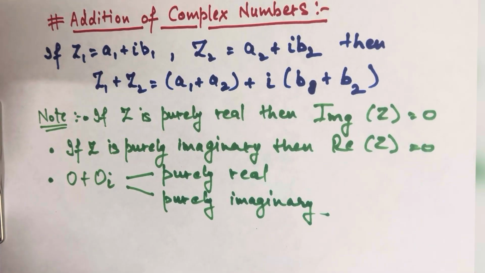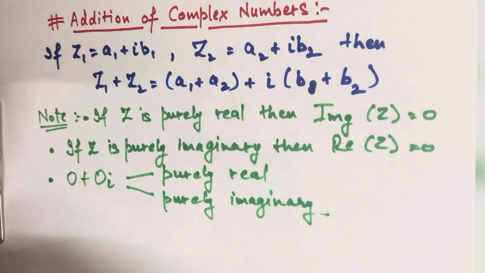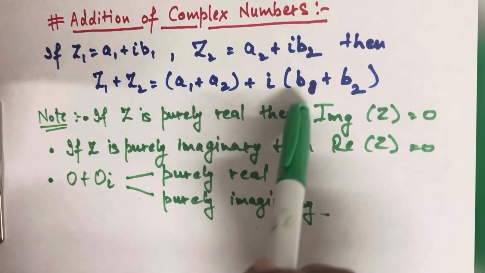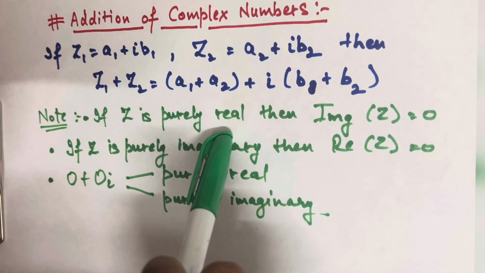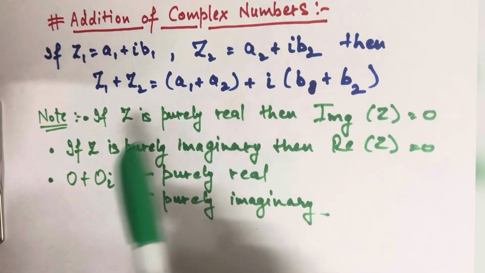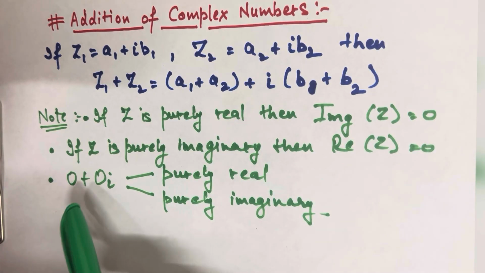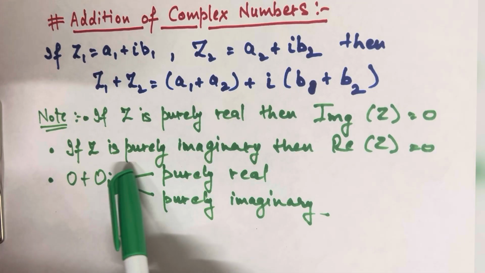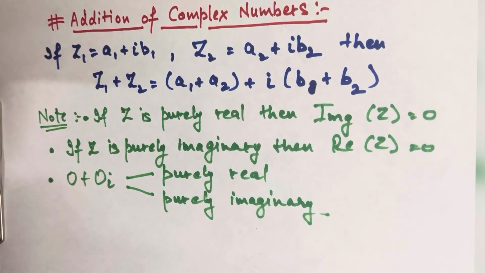So these three statements are regarding the addition of complex numbers. First, if we have two complex numbers z1 and z2 and want to add them, we simply add their real parts and imaginary parts. If it is given that z is purely real, then the imaginary part will be 0. If z is purely imaginary, then the real part will be 0. If we have 0 plus 0 iota, it will be purely real as well as purely imaginary. So this is all about the addition of complex numbers.